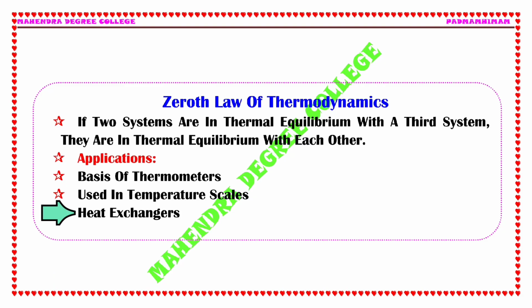Third one, heat exchanges. It means in devices like condensers, boilers, and radiators, heat transfer takes place until thermal equilibrium is achieved. In simple words, zeroth law makes temperature measurement possible, helps in creating temperature scales, and explains heat transfer balance in practical devices.